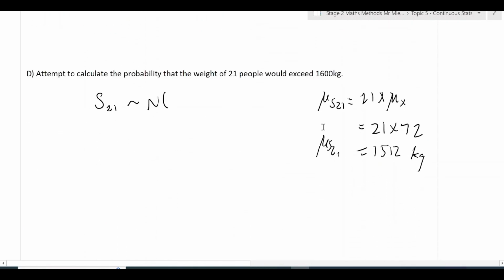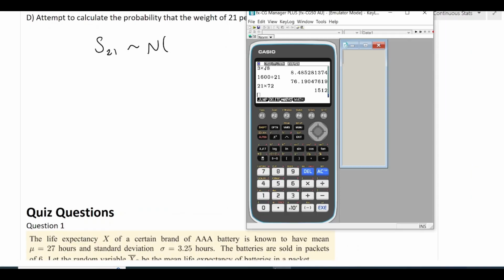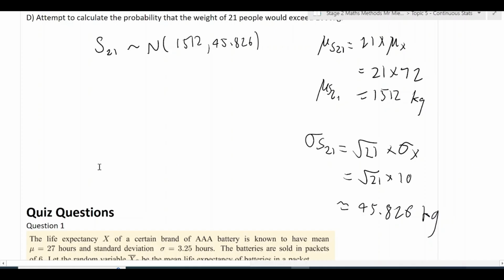a bit less. Now, if we want the standard deviation of S21, it's going to be root 21 times the standard deviation of X. So we'll see what that is. So it's going to be root 21 times, and I reckon the original standard deviation was 10. So that gives you 45.826 kilograms. And then S21 is now distributed normally. 1512 is the mean and 45.826 is the standard deviation.